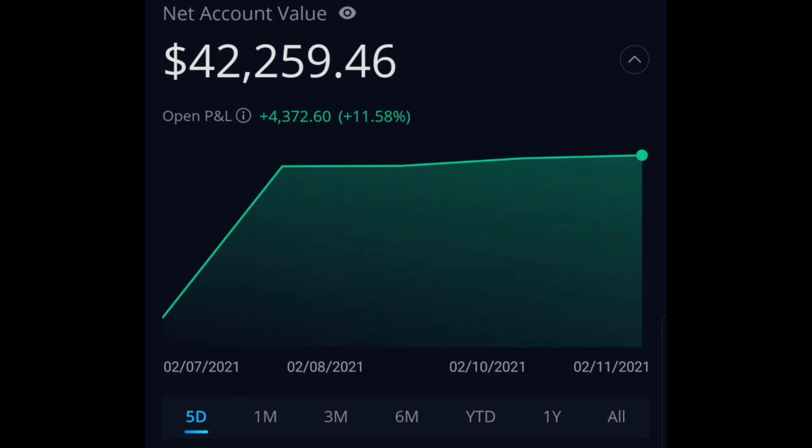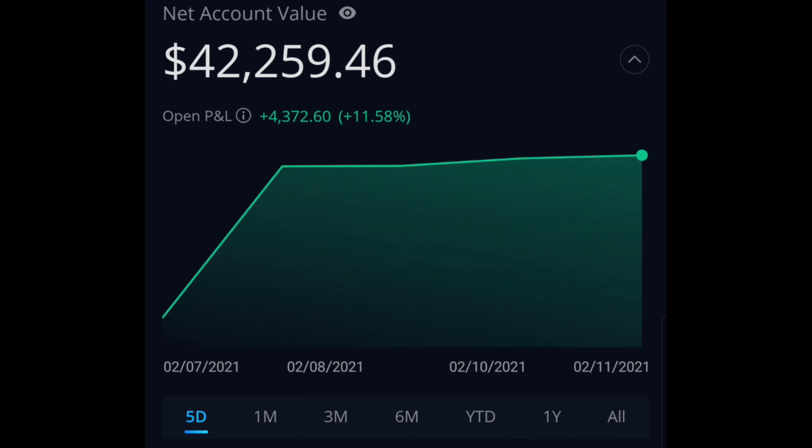So, in any case, to start things off, you can see my account is currently at $42,259. It's been, as you can also see, kind of a relatively flat week so far. However, even though it was a flat week, there has been a lot of ups and downs with this trading week. Today was one of them. And we'll talk about that here a little bit in a second.